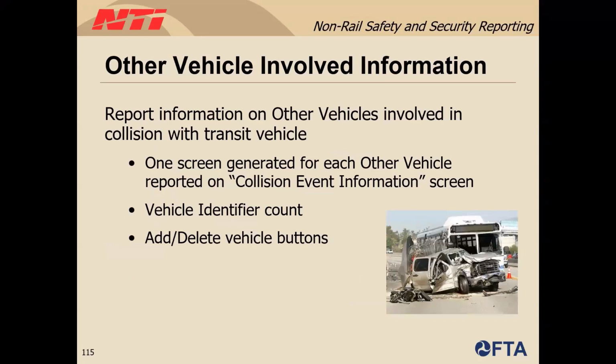If you indicated on the collision event screen that another vehicle was involved, the other vehicle information screen will appear. This screen gathers information about non-transit vehicle or vehicles involved in the collision. If more than one other vehicle is involved, you will need to complete one other vehicle involved information form for each motor vehicle involved. Vehicle counts are included on the form as well as options to add or remove vehicles.